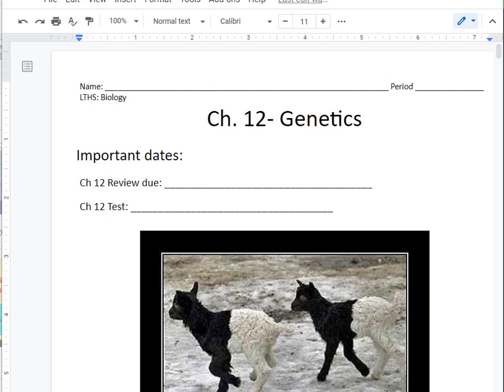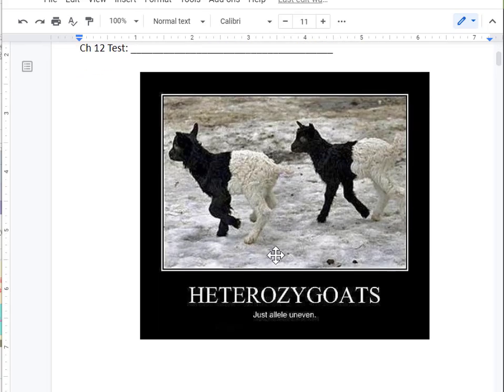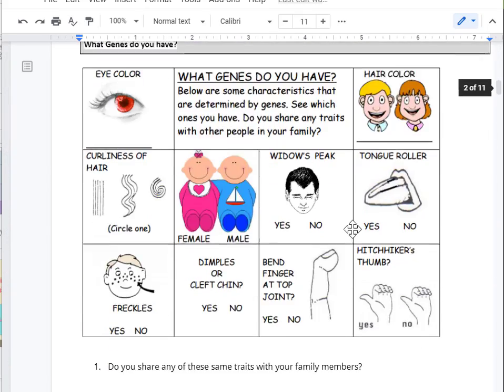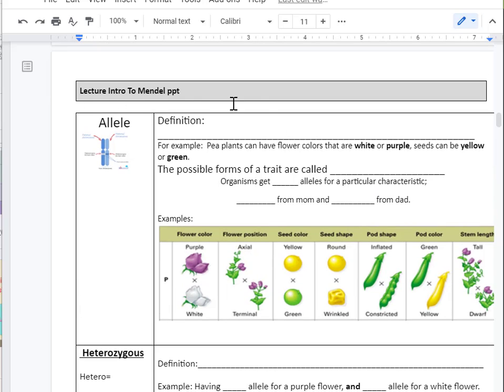Hey everybody, today we're going to be starting our lecture on Intro to Mendel. So you're going to find your Chapter 12 packet. It's the one with the two super cute goats on the front. And then you're going to flip over to page 3. It should look like this, Lecture to Intro to Mendel.